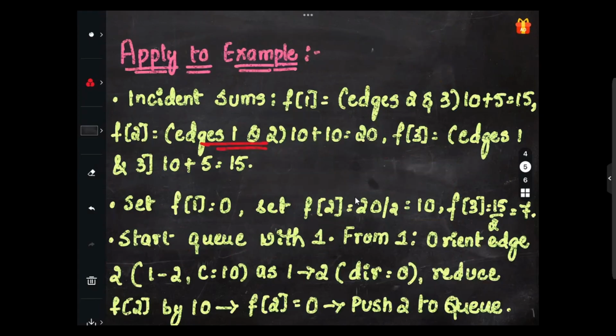So this will be 10 plus 5, 15, and this will be 10 plus 10, 20. For the edges, this one f of 3, we'll consider edges 1 and 3. Edges 1 and 3, it's similar to the same one. This one is 10 plus 5, that is equivalent to 15 itself.